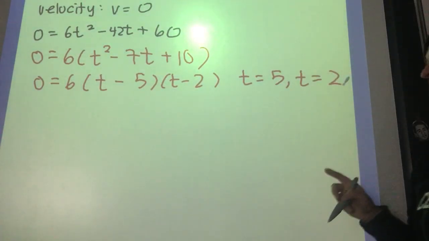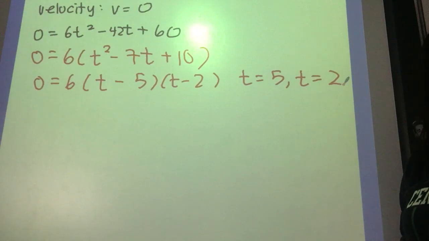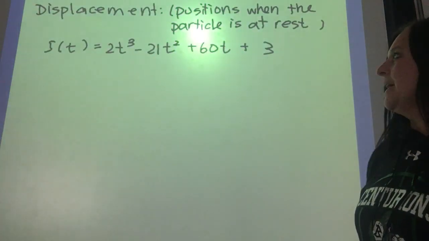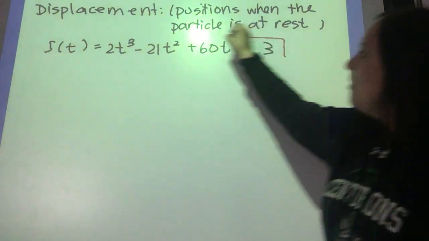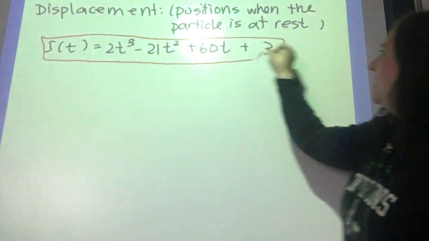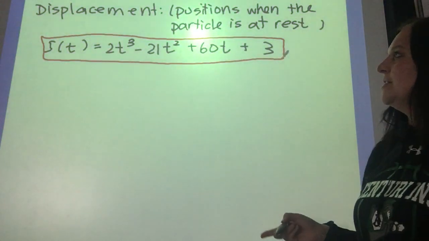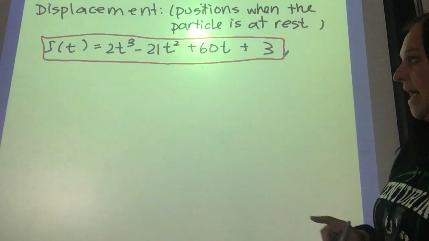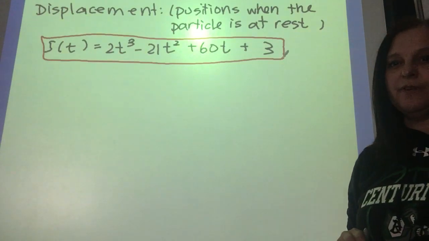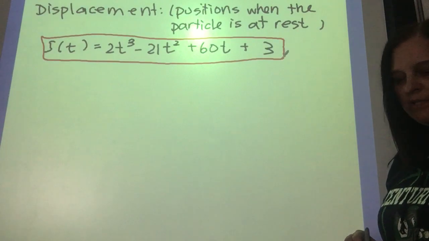So those are the two times when the particle is going to stop. Okay, now how do we use that information? We take those values and go back to s of t. That one gives us its position or displacement. So t equals 5 and 2 tells us when the particle stops. Now we need to figure out where the particle stops.